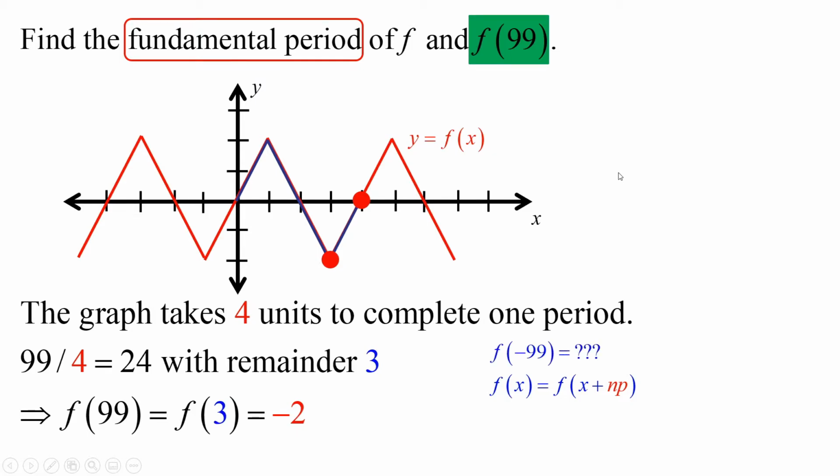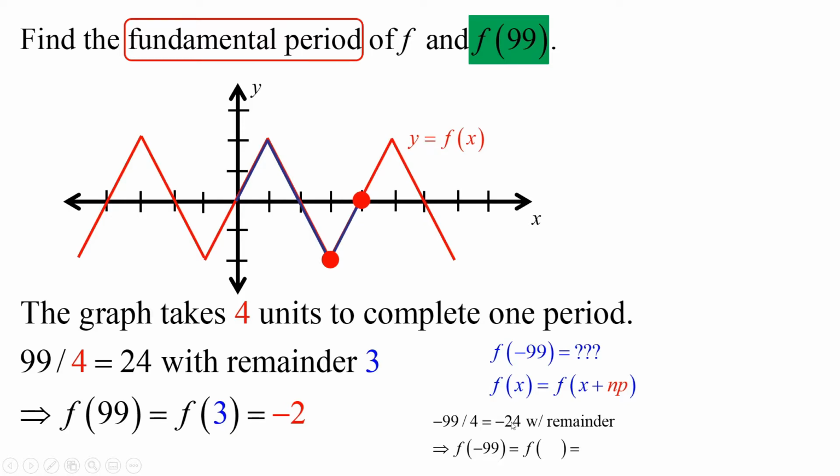Now, you're going to have problems that take you the other direction too. That's okay. Same thing. Now we're looking for f of -99. So I'm going to take my -99 and divide it by the fundamental period of this function, which is 4. And that's going to give me a -24. And what's my remainder this time? It's going to be a negative number.